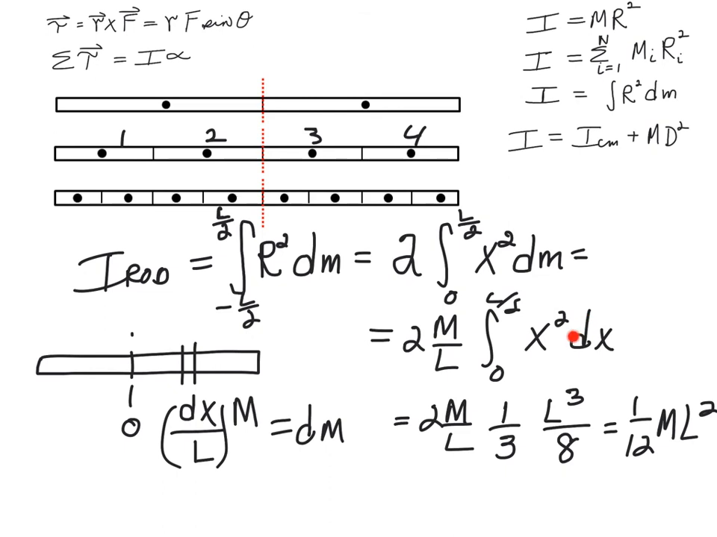So we change the dm to dx. M over L are constants. That's the total mass and the total length. We bring them out of the integral, and then we just do this very simple integral, x squared dx, which is what? 1/3 x cubed. So there's the 2M over L. There's the 1/3 from the integral. And 0 to L over 2. 0 cubed is 0. And L over 2 cubed is L cubed over 8. And when we process all that, there it goes. There's the 1/12 ML squared. Just what we were hoping to see.